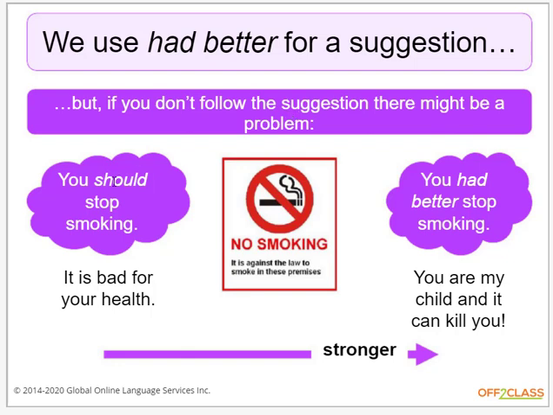So for example, you should stop smoking. It is bad for your health. You had better stop smoking. You are my child and it can kill you, right? See how there's a difference there? Should is like it's optional, and this is why. Like I think you should stop smoking because it's bad for your health. You had better stop smoking because there are consequences for it.